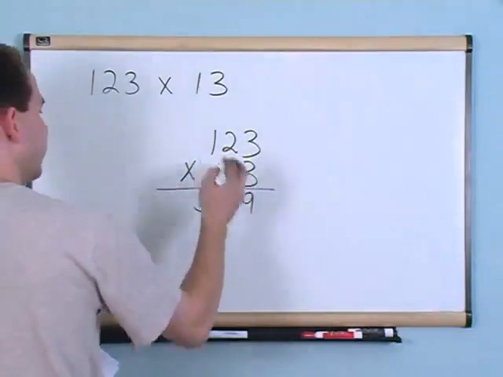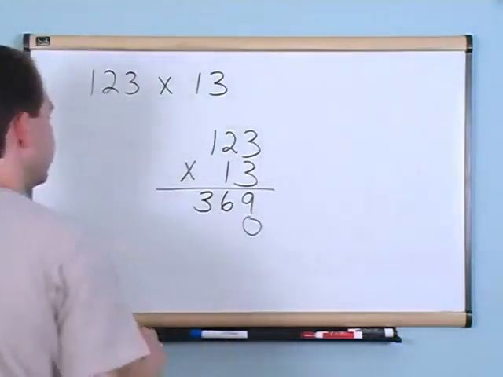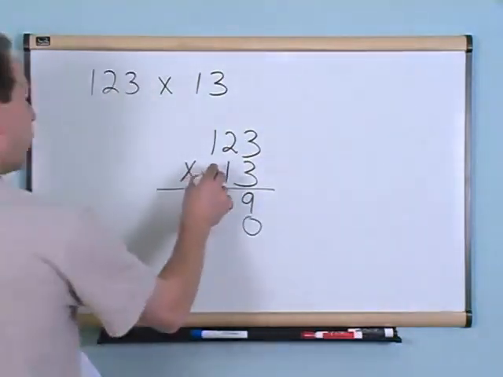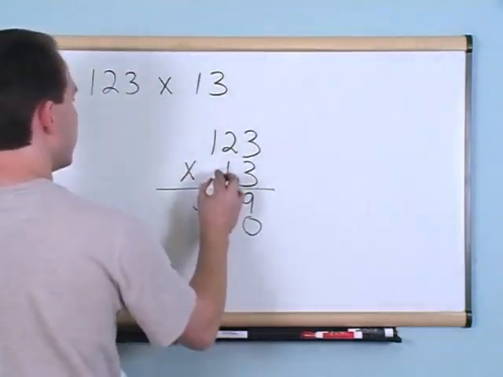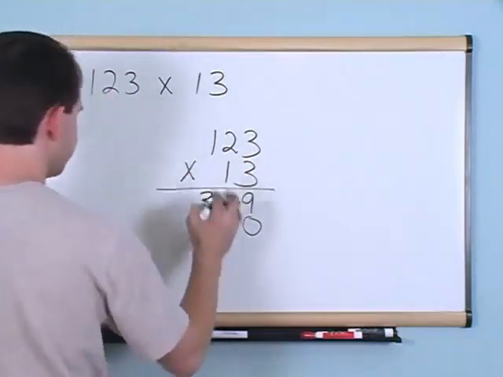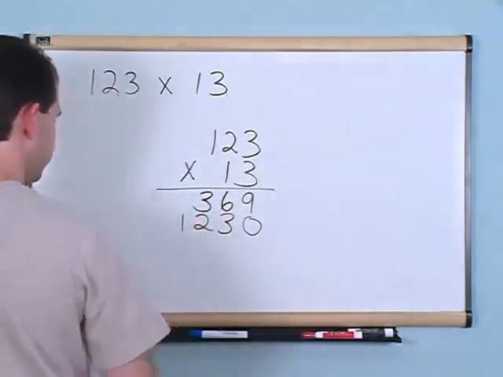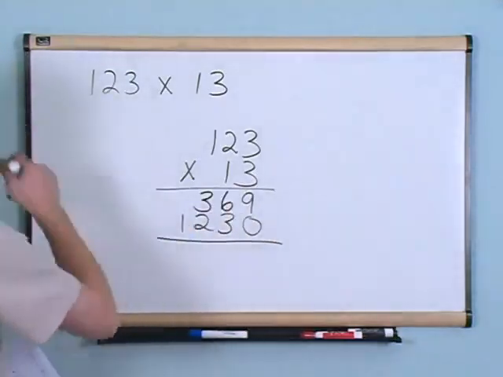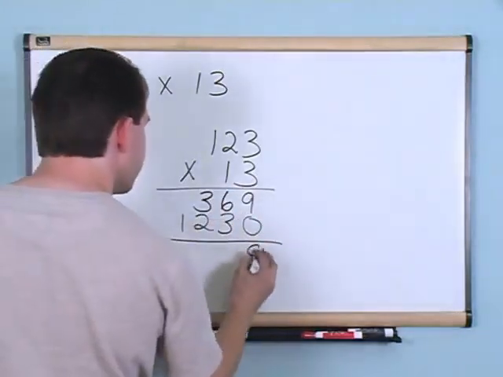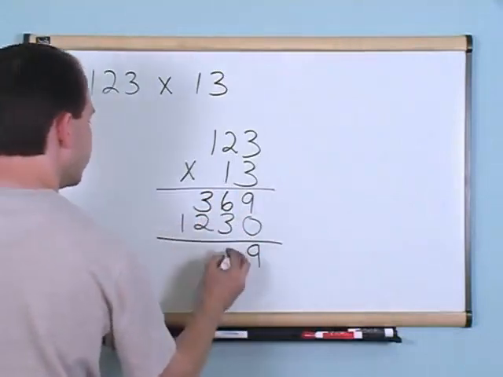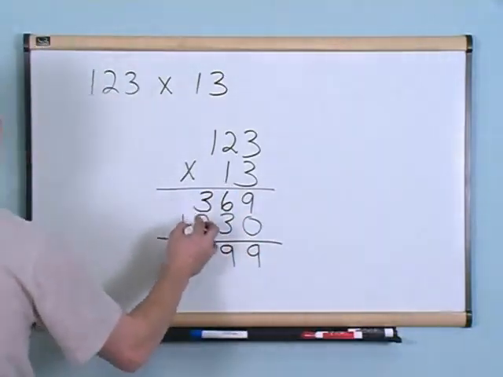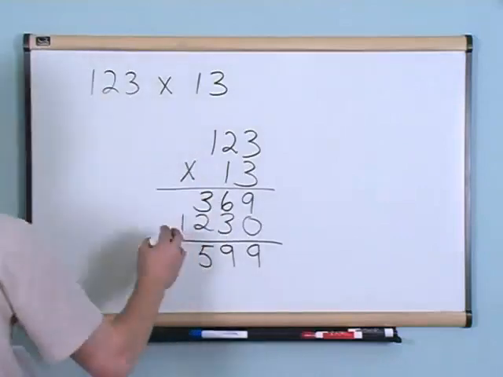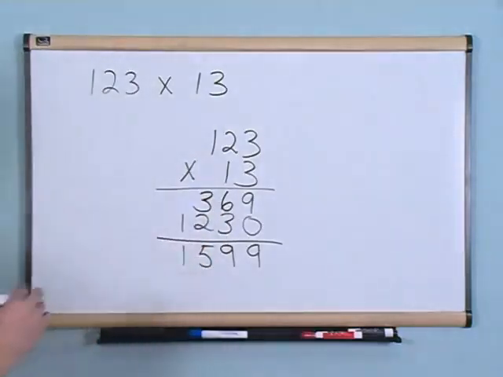Now we're going to move on to this digit, and because we're going to do that, we have to put a 0 there. Okay? 1 times 3 gives me 3. 1 times 2 gives us 2. 1 times 1 gives us 1. Easy enough. Now we just add these two giant numbers together. 9 plus 0 gives us 9. 6 plus 3 gives us 9. 3 plus 2 gives us 5. And 1 plus 0 gives you 1. 1,599.